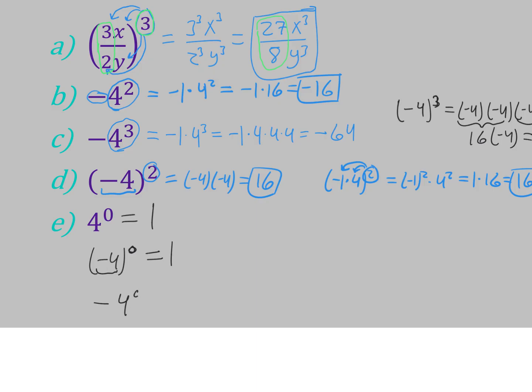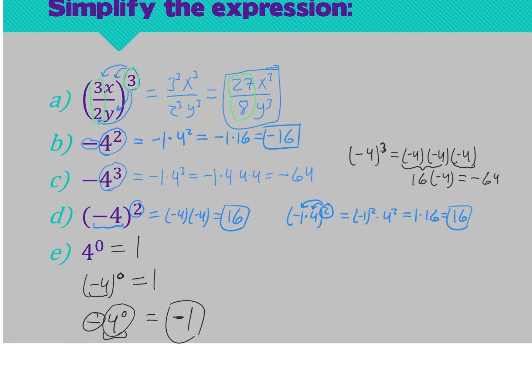However, if I had -4 to the 0 like this, just this 4 is the base. So then I'm going to have a 1 from that 4, but I'm still going to have that negative out front. So -1. Again, just some things to be mindful of. They might seem really small, but they change your entire answer. All right, so just things to be careful of, but that wraps up this first lesson.